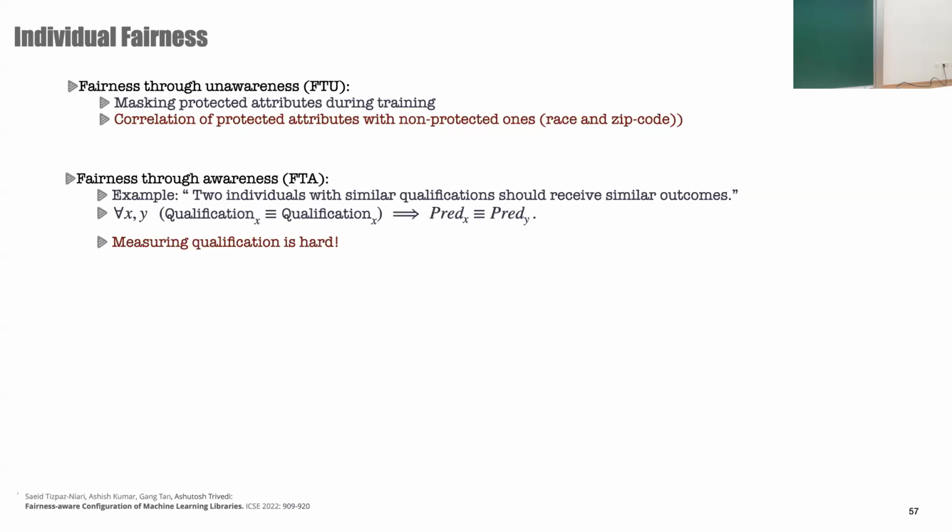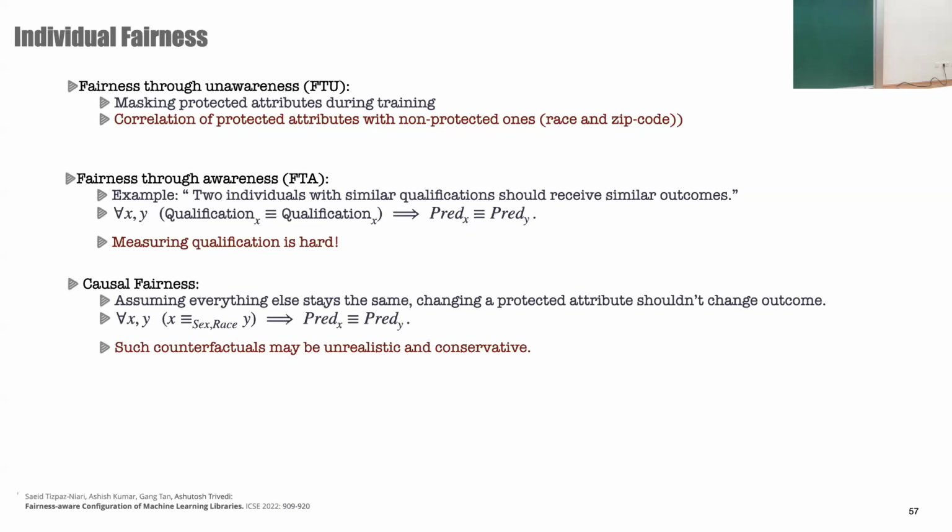Of course, measuring qualification is really hard. How do I find one candidate more interesting than the other candidate? We don't even know sometimes. Anyway, it's a difficult problem. You can take two different people and can never compare them. So for that reason, people proposed this notion of causal fairness.